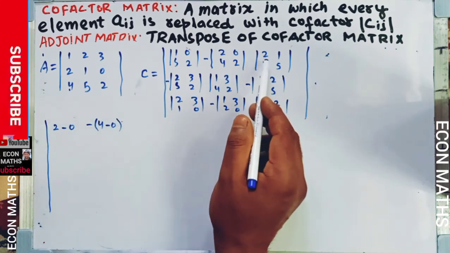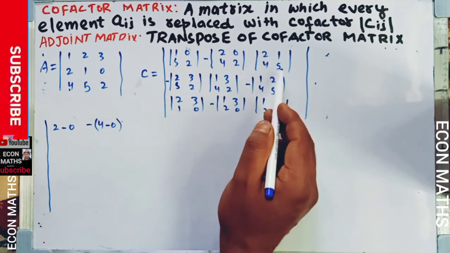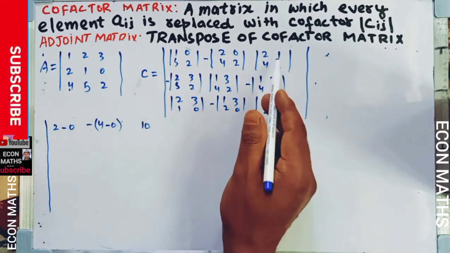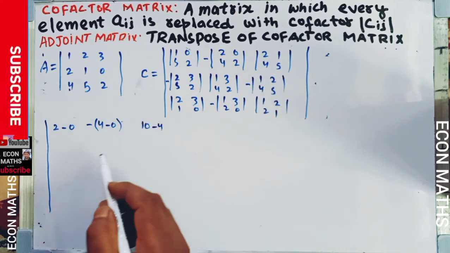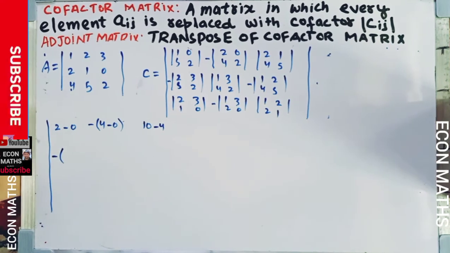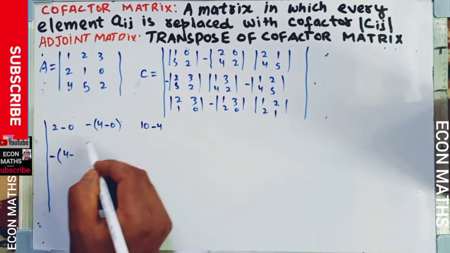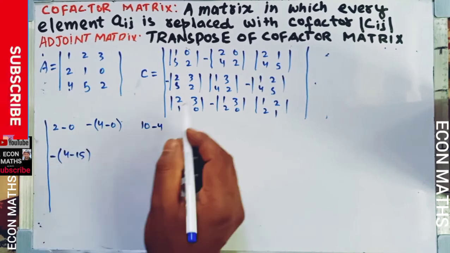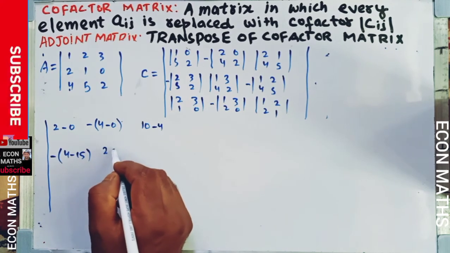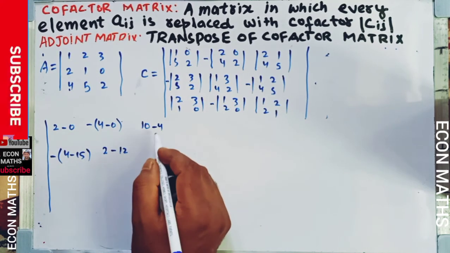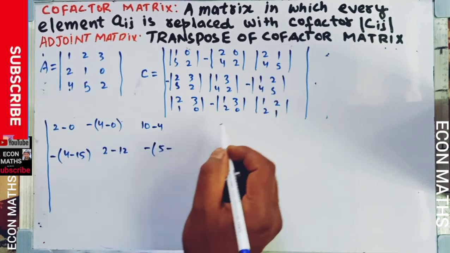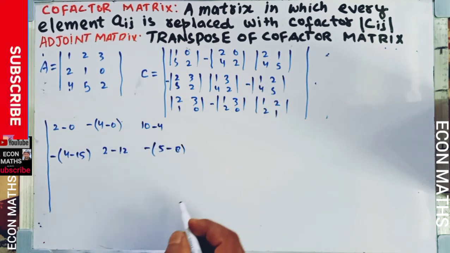Similarly here this is 2 5s are 10, that is 10, minus 4 1s are 4. Similarly here the sign is minus because of the law of the cofactors. Here 2 2s are 4, 4 minus 5 3s are 15. Similarly here the element will be 2 1s are 2, minus 4 3s are 12. Here we have the minus. Now 1 5s are 5, minus 4 2s are 8.